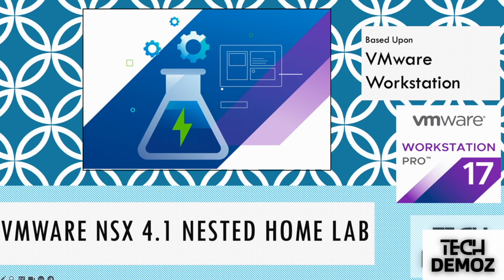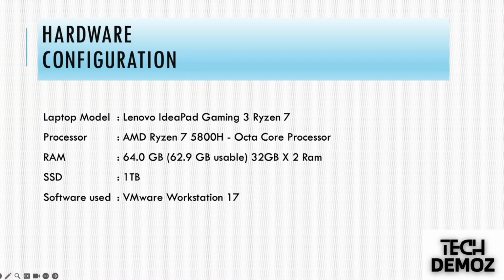So let's get started. Jumping to the next slide, this is the hardware configuration of my laptop where I have installed VMware Workstation to create a nested environment for NSX. My laptop model is Lenovo IdeaPad Gaming 3 Ryzen 7, processor AMD Ryzen 7 5800H, octa-core, RAM 64GB, where I have installed 2 RAMs in 2 slots, 32GB per slot, SSD 1TB, and the version of VMware Workstation which I am using is VMware Workstation 17.